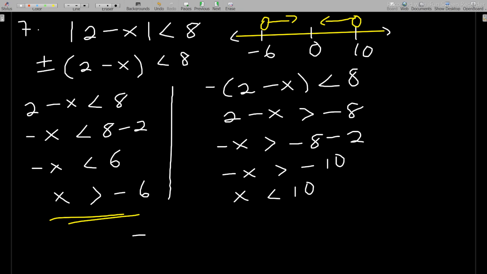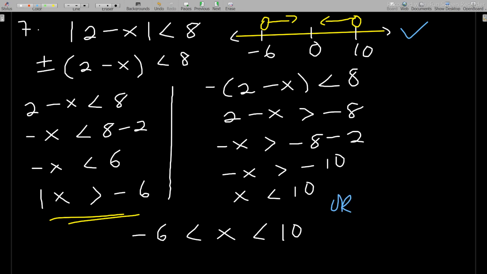So what you can do is write this in an inequality form. You can combine them: negative 6 is less than x, and x is less than 10. When I'm reading from here, when negative 6 is less than x, it means x is greater than negative 6, and x is less than 10. Now you can combine them looking at the diagram above, from the number line, you can see that this is true.